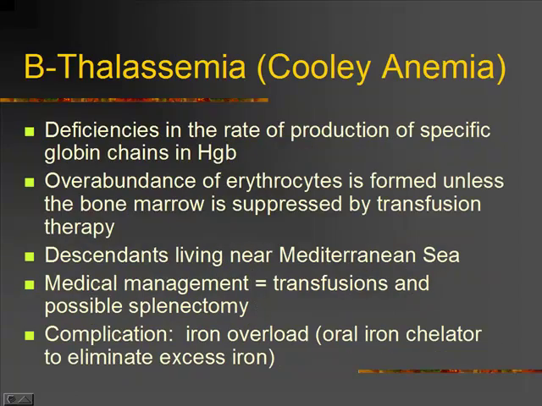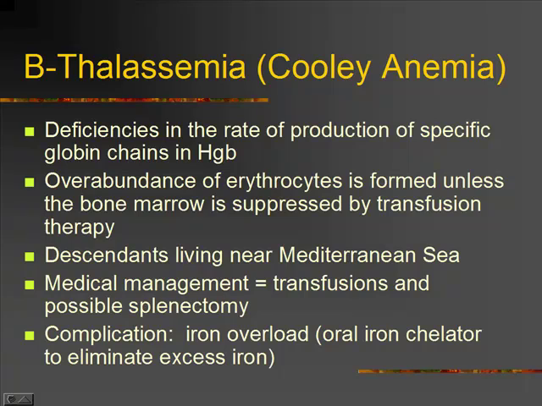Now, B-Thalassemia, which is also called Cooley's anemia, is one type of thalassemia, and it's specific to what chain of the hemoglobin is not normal. And so what you get with this is an overabundance of red blood cells are formed, but remember, they don't live long, and they just aren't right. So we're constantly making more, and you get this overformation even though there's never quite enough. They have such a short life.